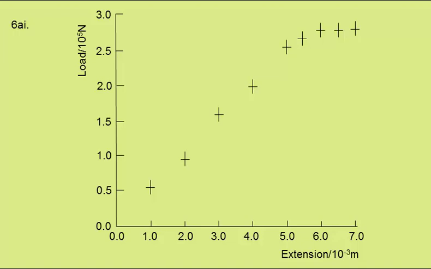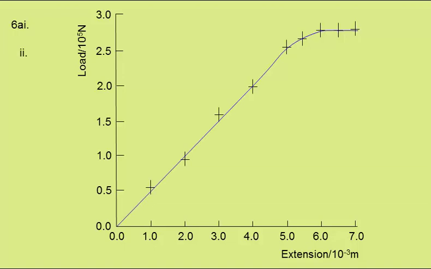Question 6 concerns a cable car system used to transport people up a hill. We have a diagram of the stationary cable car suspended from a steel cable with cross-sectional area 2.5 times 10 to the minus 3 square meters. In A, we have a graph of load in 10 to the 5 newtons against extension in 10 to the minus 3 meters. In part 1, we need to draw a line of best fit on the graph.